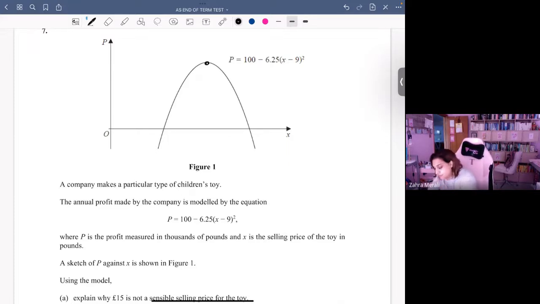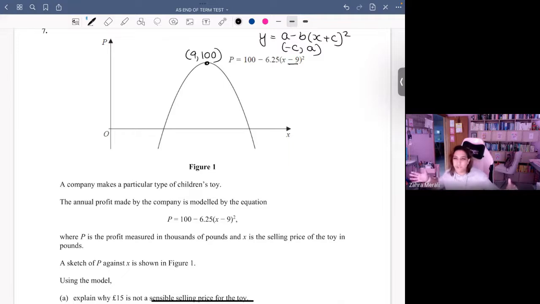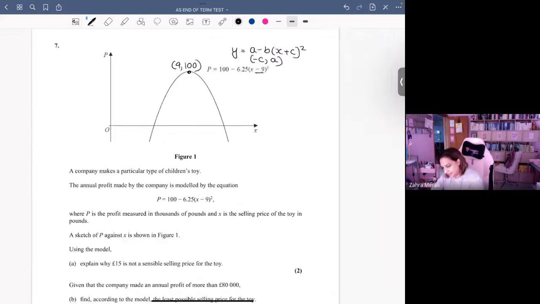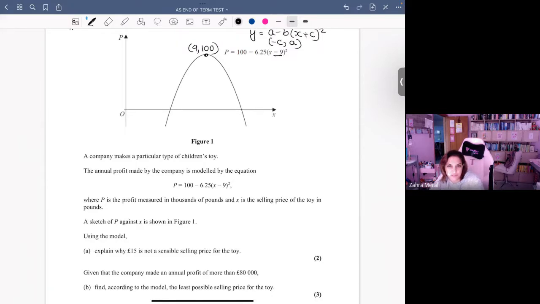Because my maximum, remember, if it's a negative graph, if I've got something in this form, it's always minus c. So I look, oh, that's minus 9, so minus minus makes a plus. So this must be 9, 100. And then I read the question, and that might be useful, that might not, but it's an observation I've made. Okay, part A says, explain why £15 is not a sensible selling price.